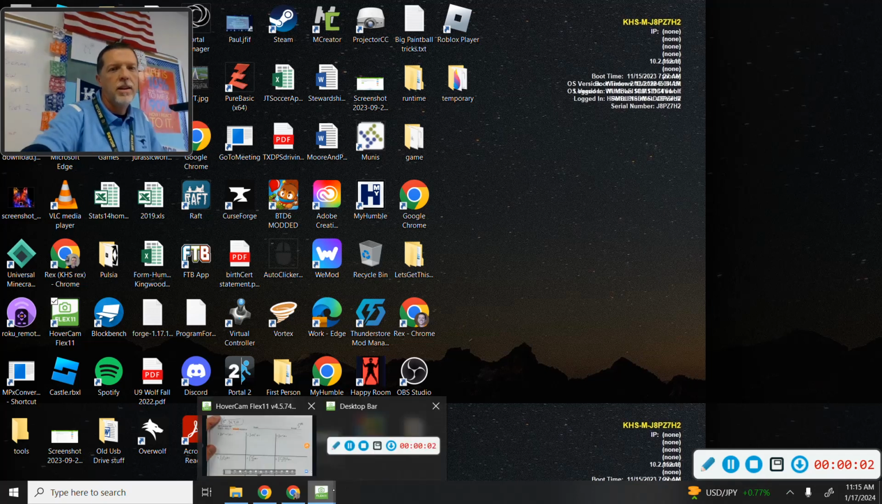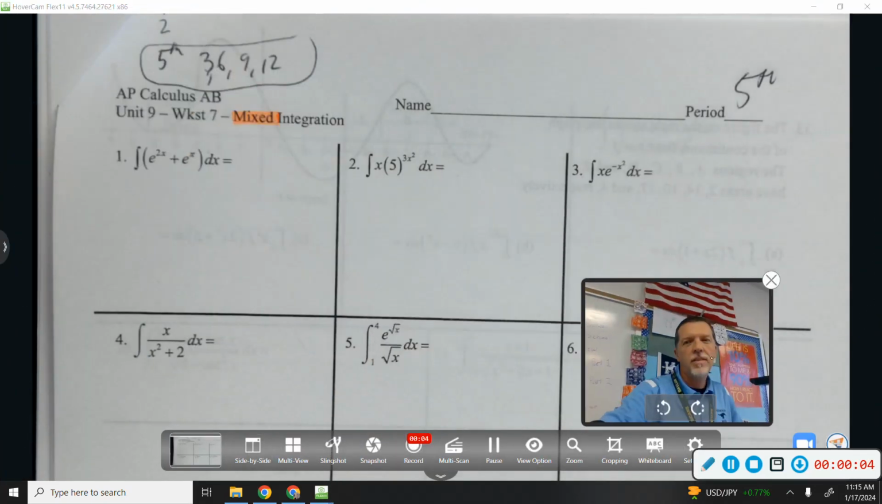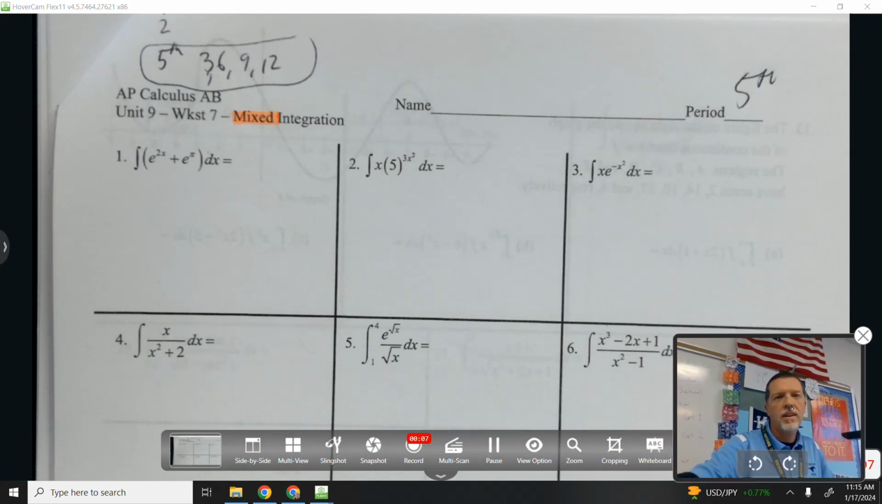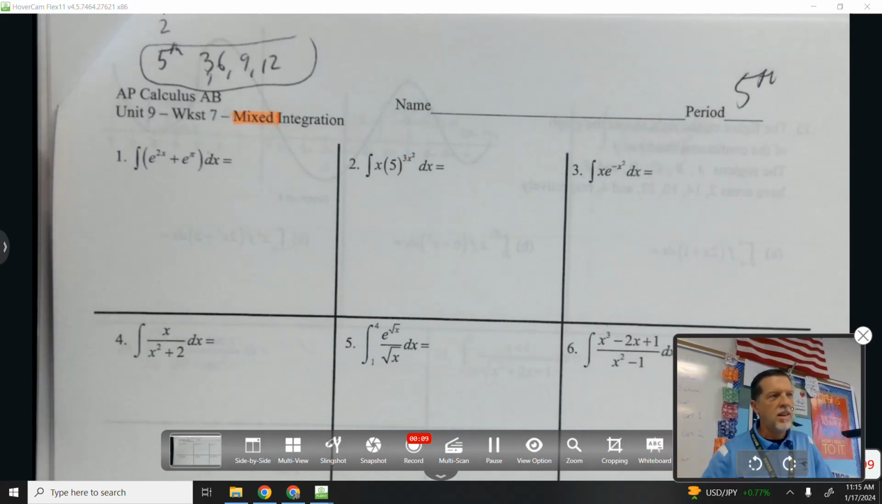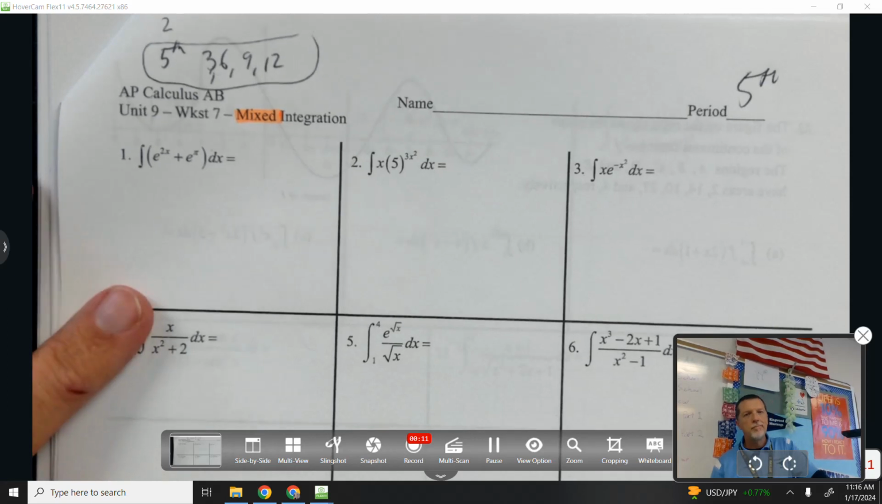Mr. Wolf. Yes, sir. The inverse trig functions, the Unit 8 Worksheet 5 stuff with pre-calc-BC, is that due tomorrow? Yeah. That's just extra practice.